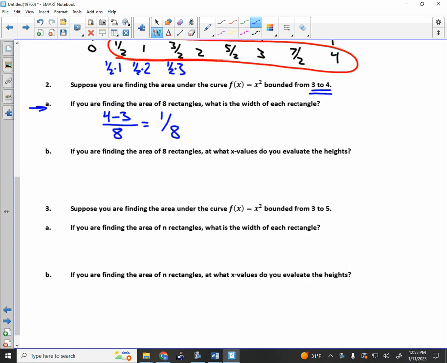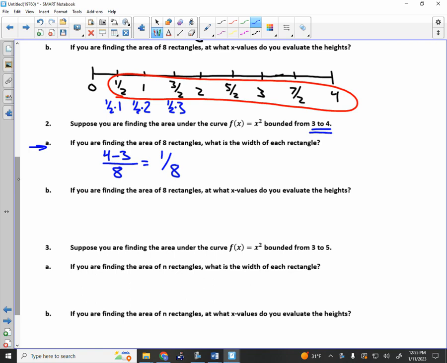See if you can determine, and you could write it multiple different ways. You could use a mixed number, you could use a fraction, however you want to. But if you're finding the area of those 8 rectangles, at what x values, so what are these spots where you evaluate the heights? Take a good 2 minutes and talk with your peers. See if you can come up with the spots where you evaluate those heights. Go.